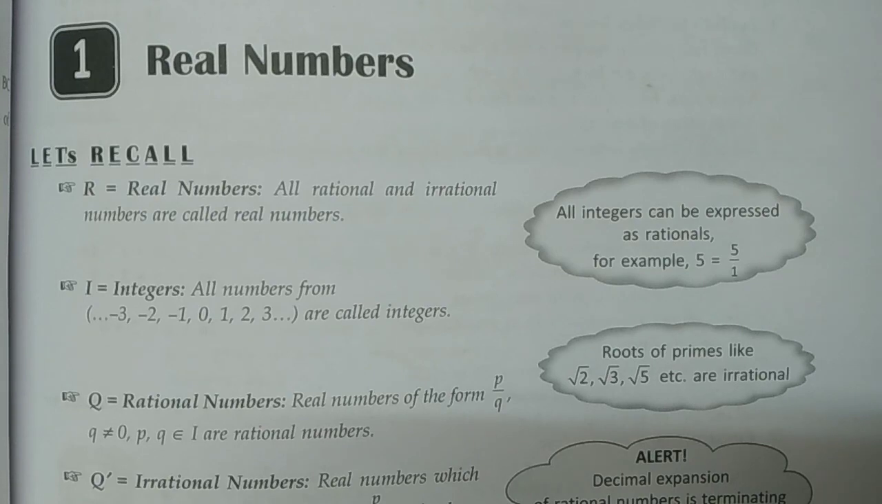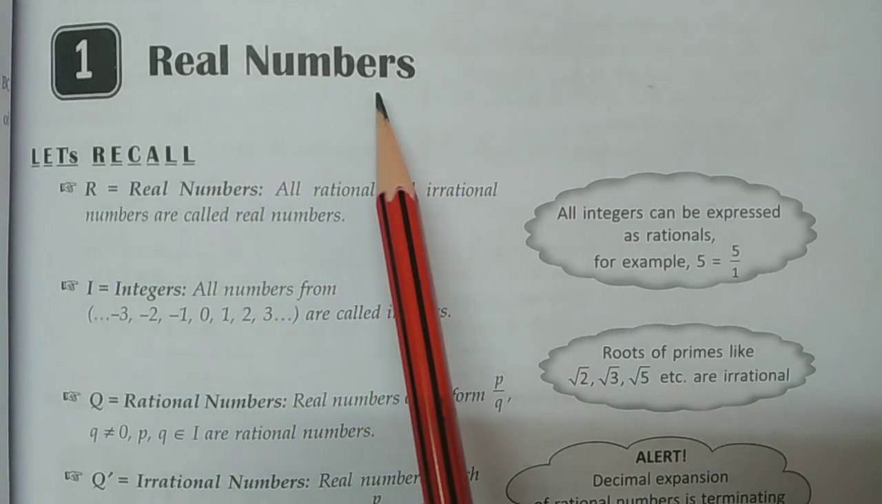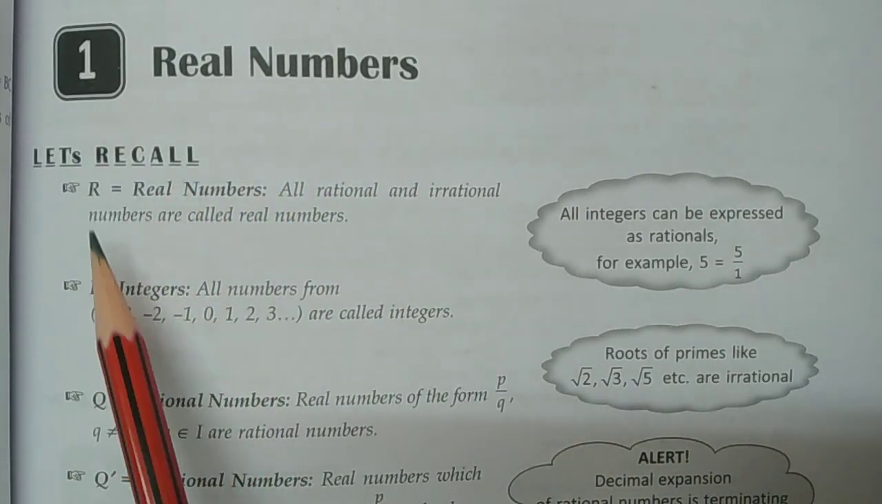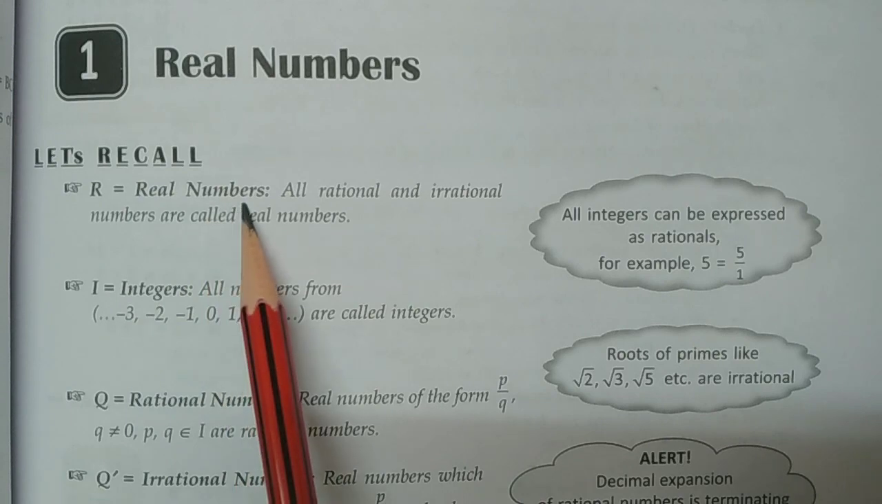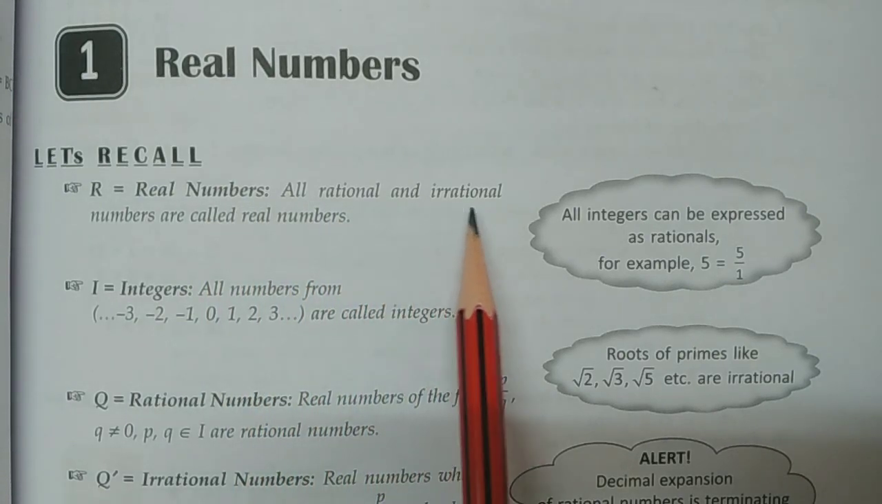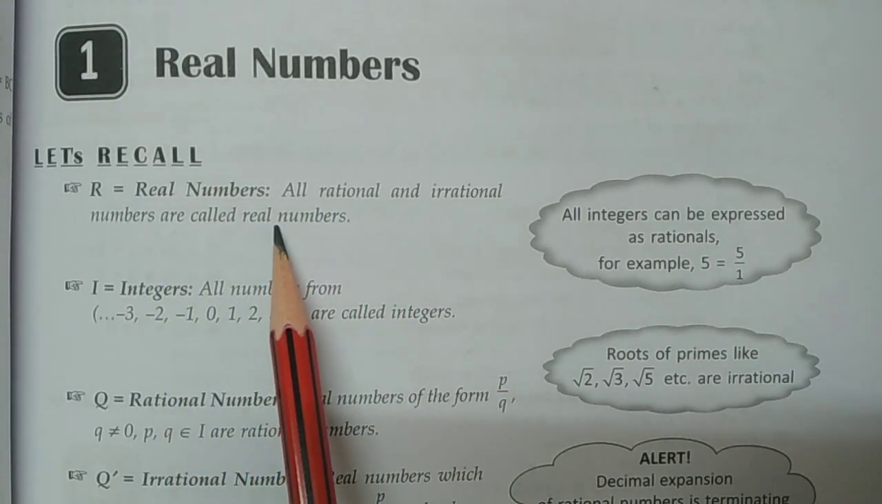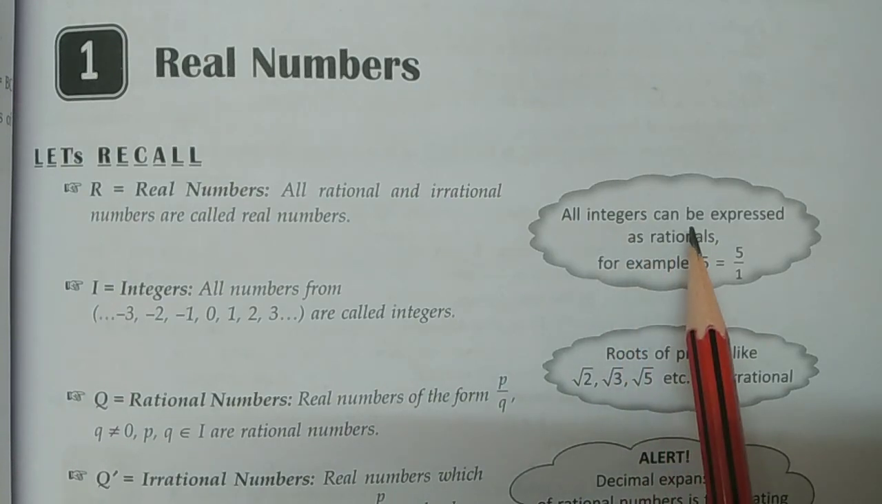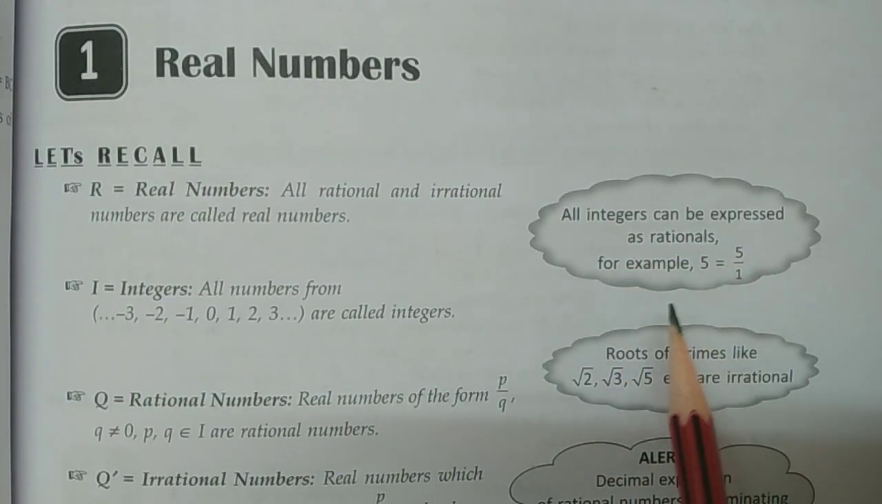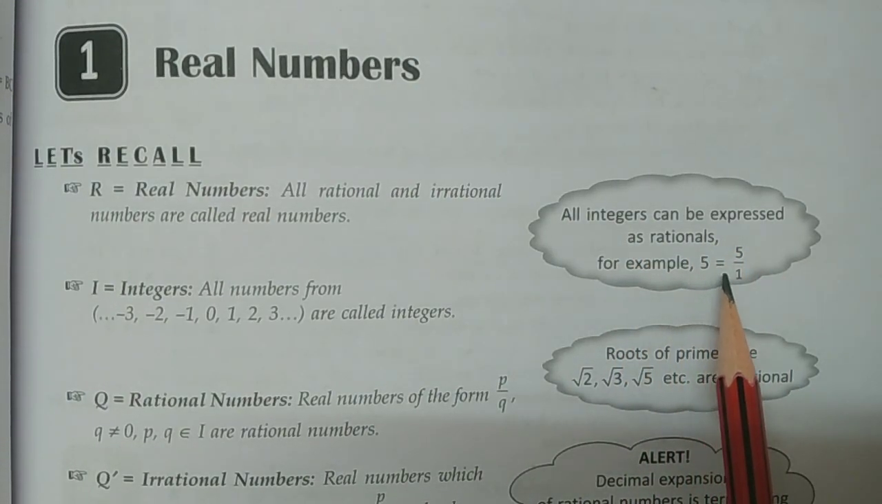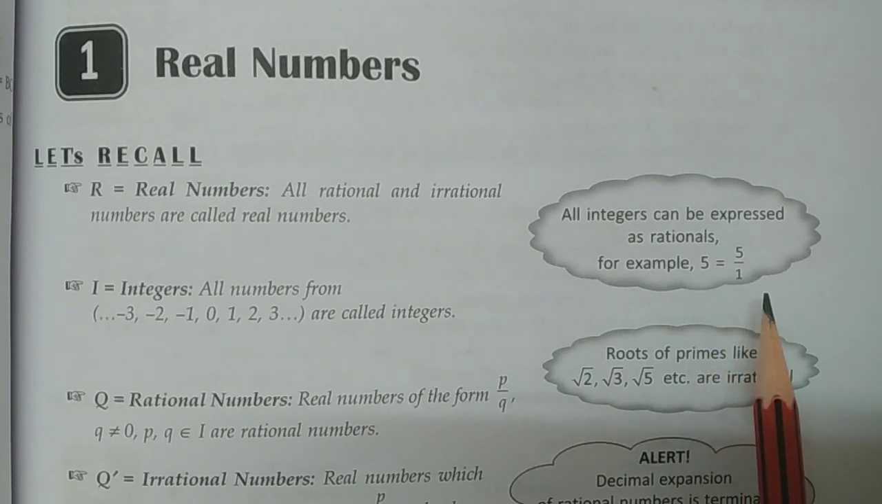So let's start with the first chapter. It's real numbers. Let's recall R equals real numbers. All rational and irrational numbers are called real numbers. All integers can be expressed as rationals. For example, 5 equals 5 by 1. If there is no denominator, it means that it is 1, you know very well.